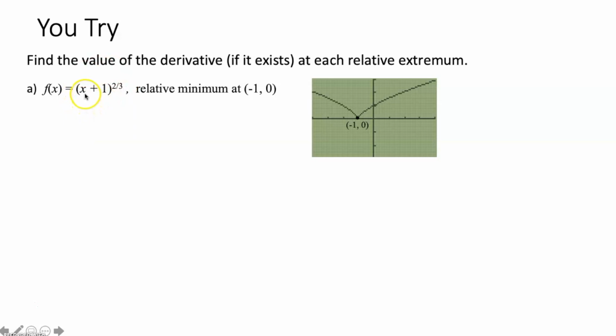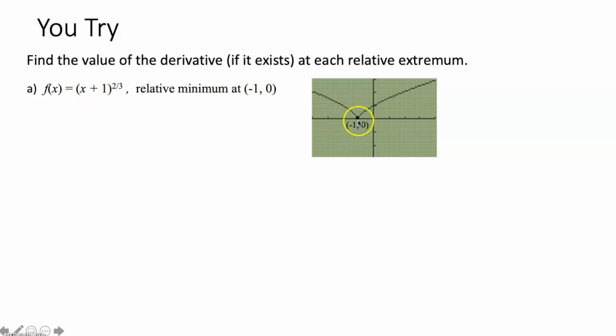Here, you see we have x plus 1 raised to the 2/3 power. Remember, anytime we have something like this being raised to the 2/3 power, we have an even over odd fraction that is less than 1. We know that's going to create a cusp. And where's that cusp going to be? It's going to be at whatever x value causes this in here to equal 0. So that would be at x is equal to -1.